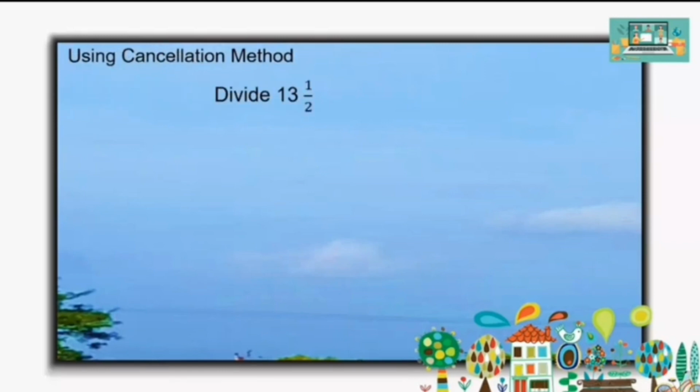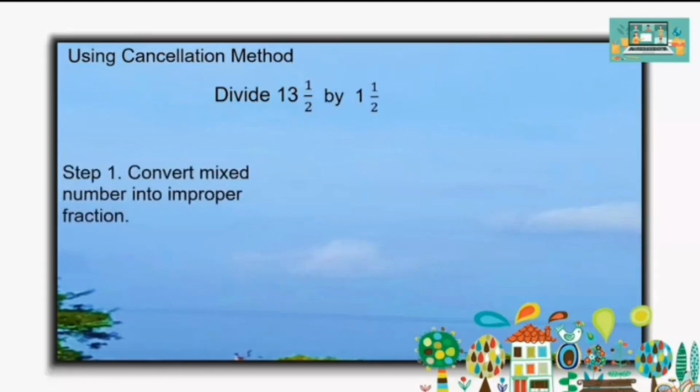Divide 13 and 1/2 by 1 and 1/2 by following certain steps. Step number 1: convert the mixed numbers into improper fractions. 13 and 1/2 divided by 1 and 1/2.